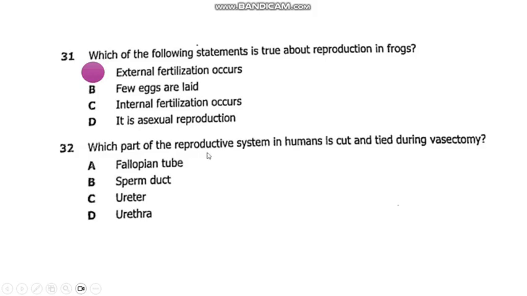Which part of the reproductive system in humans is cut and tied during vasectomy? A. Fallopian tube. B. Sperm duct. C. Urethra. D. Urethra. So the part of the reproductive system in humans that is cut and tied during vasectomy is the sperm duct. So the correct answer is B.